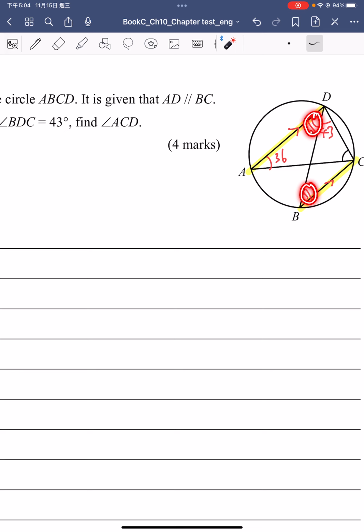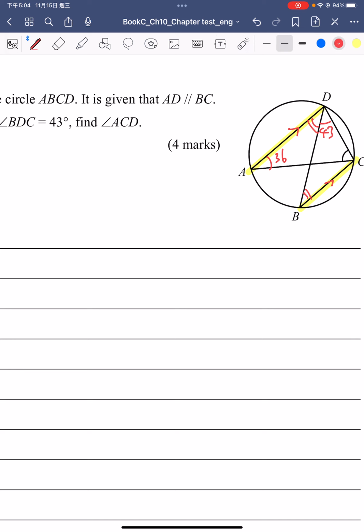Because these two angles are the same, they are the alternating angles. So how do we find this angle? This angle is subtended by arc DC, isn't it? And arc DC is also subtended by angle A. So these two angles are actually the same, so this is equal to 36.